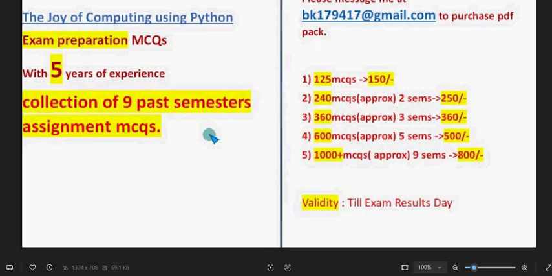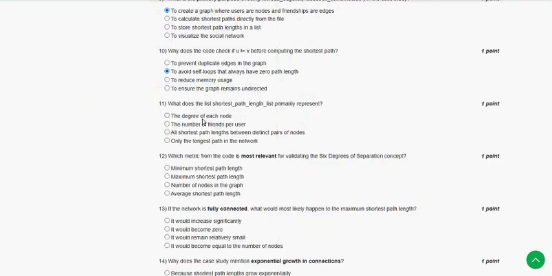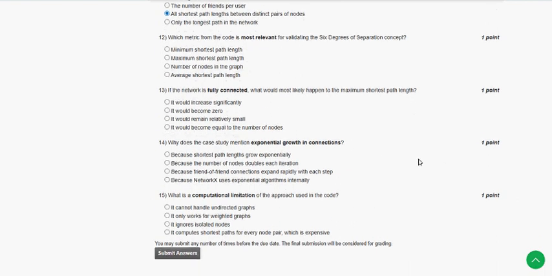Now let's get back to the solutions. So 11th question, it is third option. Next, 12th question, it is fourth option. And 13th, third option. 14th, also third option. And finally the 15th question, it is fourth option.